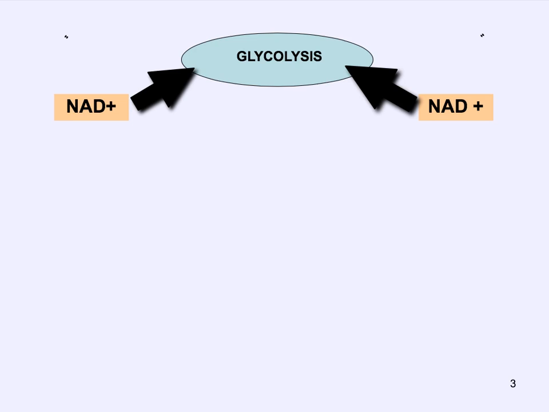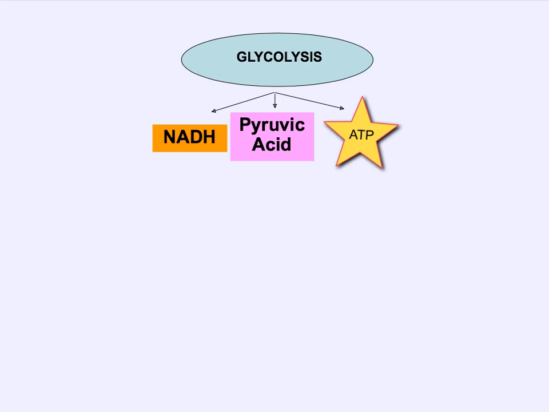The process of respiration always begins with glycolysis. As you remember, glycolysis needs a steady supply of NAD positive. And with the supply of NAD positive, glycolysis can make three products. These are NADH, pyruvic acid, and ATP. And this is great because the cell can then use the little bit of ATP right away.